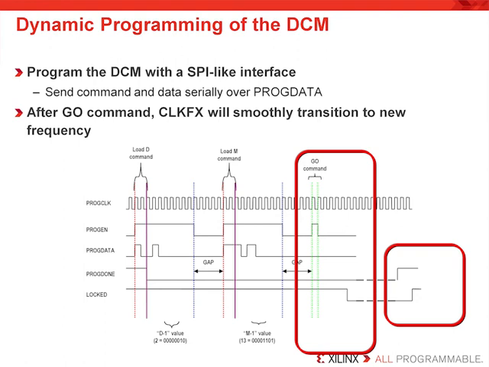A gap is required between the consecutive commands. The user guide will define the required gap, which is 2 or 3 clocks typically. The lock signal will also deassert after the go command, and then will reassert after the new frequency is locked. And this lock time will depend on the magnitude of the frequency change that you're trying to program.